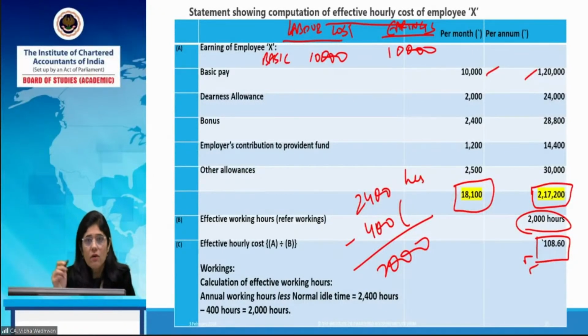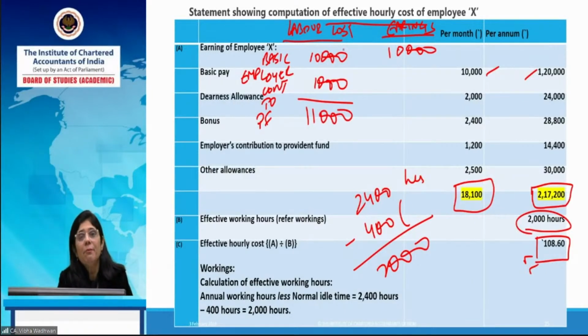Now, the employer is also contributing. Employer contribution to provident fund is 1,000. So the labor cost, the cost to the employer, is 11,000. 10,000 he is paying to the employee and 1,000 he is contributing as PF. The employee will get PF later on, but will not receive this 1,000 now, yet the employer is incurring it. So the labor cost is 11,000.